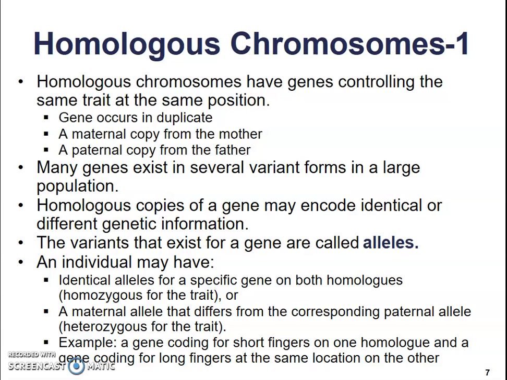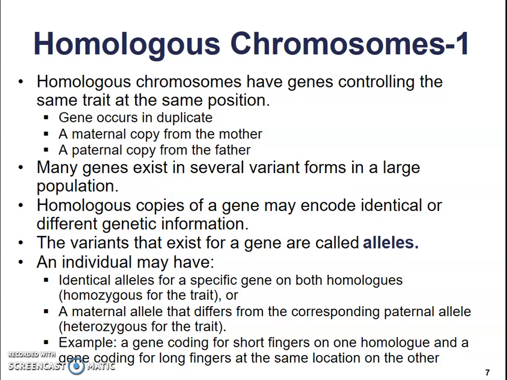Genes occur in duplicate, a maternal copy from mom and a paternal copy from dad. Many genes exist in several variant forms in a large population. Homologous copies of a gene may encode identical or different genetic information. The variants that exist for a gene are called alleles. Okay, you guys have probably heard that term before.